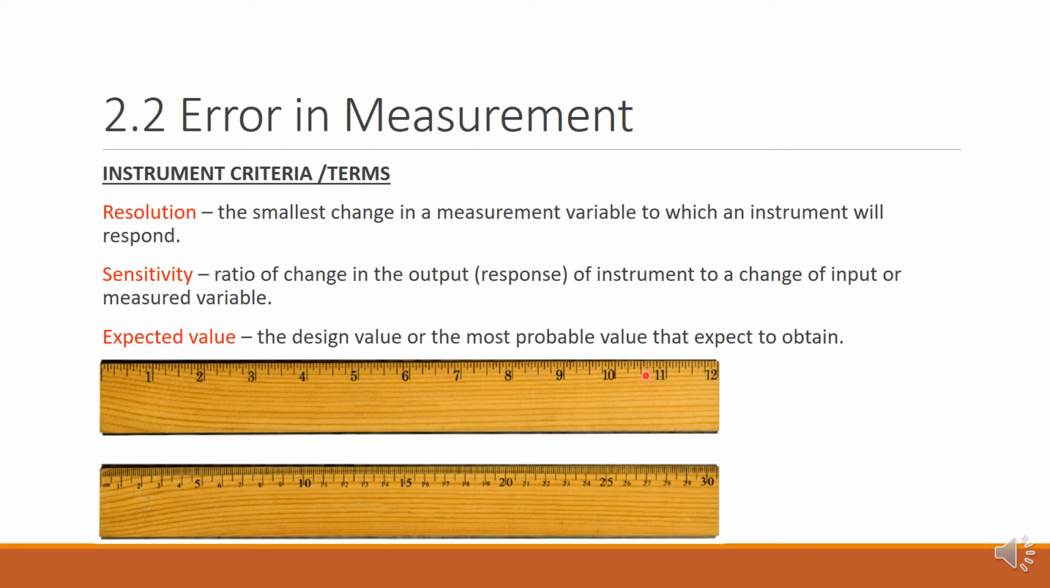Next is sensitivity. Sensitivity is another criterion for instruments. Sensitivity of measurement is a measure of the change in the instrument output that occurs when the quantity being measured changes by a given amount. So it is a ratio of change in the output. How much output change will a given input change give you? A small change in the input will give a change in the output. So we call this sensitivity.